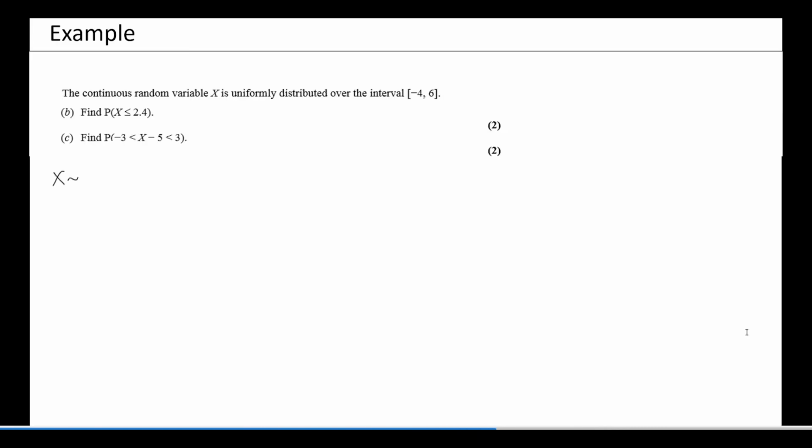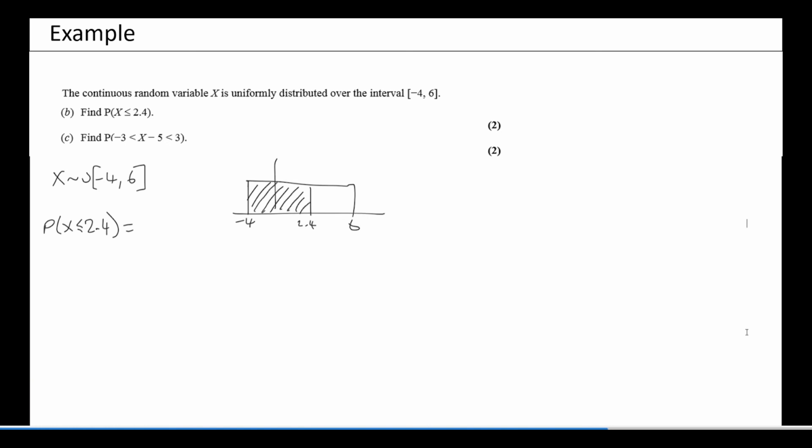For this one, we're told that x follows a uniform distribution from -4 to 6, and we're first asked to find the probability that x is less than or equal to 2.4. So let's just quickly get a sketch. The distribution goes from -4 all the way up to 6. Less than or equal to 2.4 is going to be from here. So we'll just shade off this left-hand side.